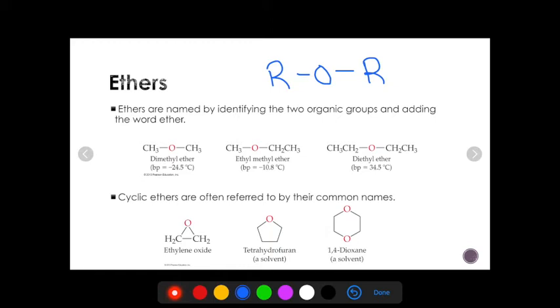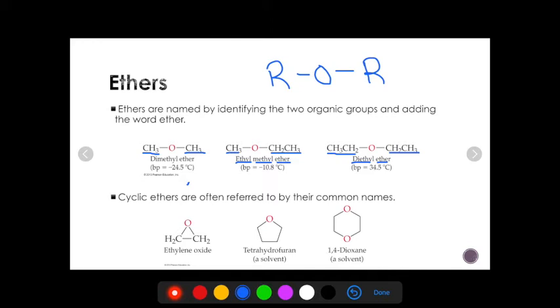So we'll look at those here in just a second, but let's go back up to this. So we have two methyl groups on either side of this oxygen, so we call it dimethyl ether. Here we have a methyl and an ethyl, so we call it ethyl methyl ether. And over here we have two ethyl groups, so we say diethyl ether. Again, it's known that that oxygen is in between those groups.